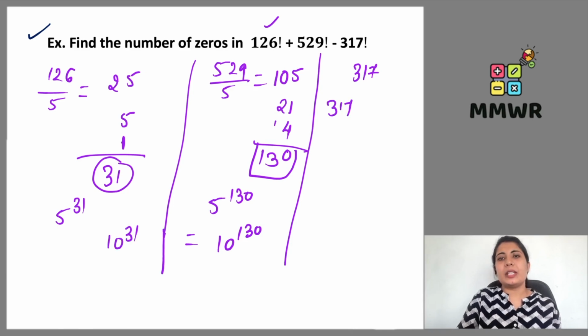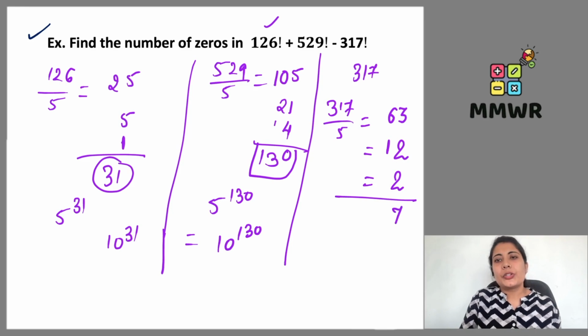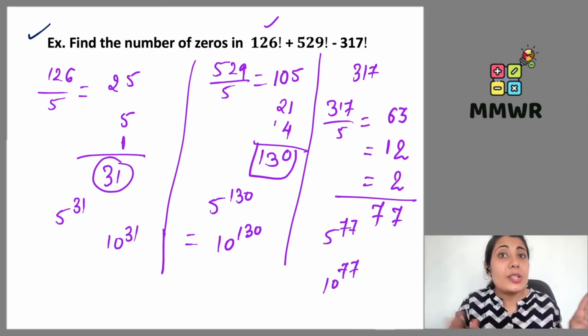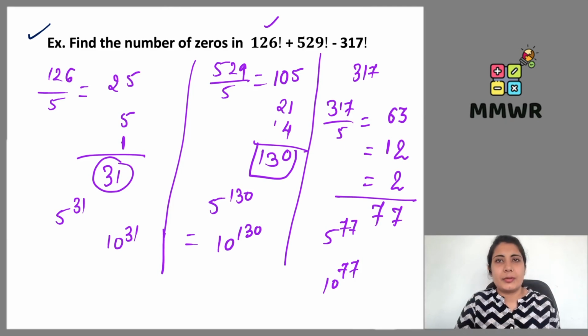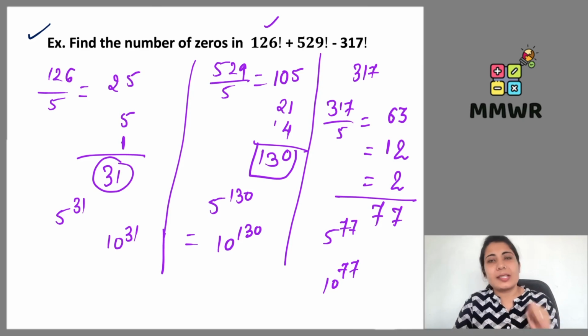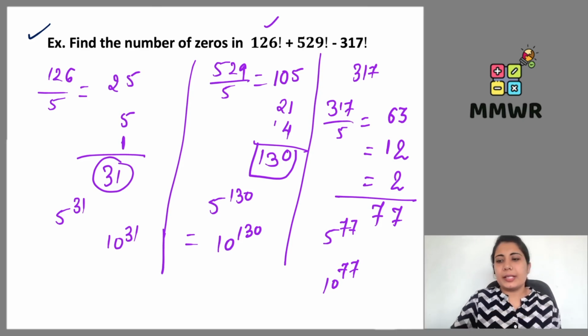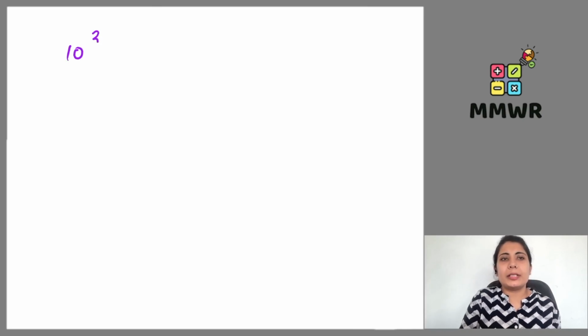Then 317 we will be dividing it by 5. 5 sixes are 30. 5 threes are 15. Now 63 divided by 5, 5 ones are 5, 5 twos are 10. Then 12 divided by 5, 5 twos are 10. No more division is possible. So we will be getting the answer here 5 to the power 77. That means 10 we will be getting how many times? 77. Sorry, zeros we will be getting 77 times. Right? So 10 to the power 77. That means how many zeros are there at the end? 77 zeros are there.